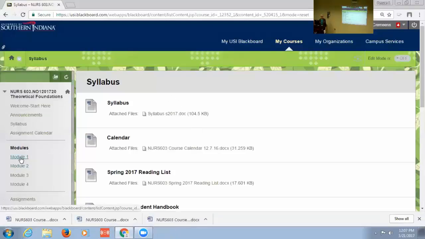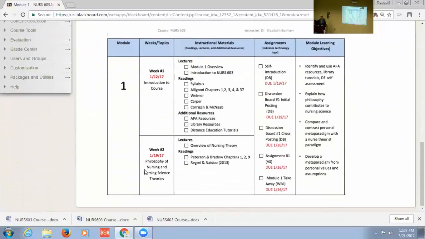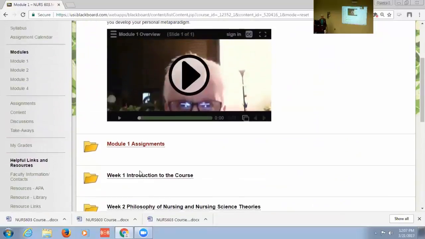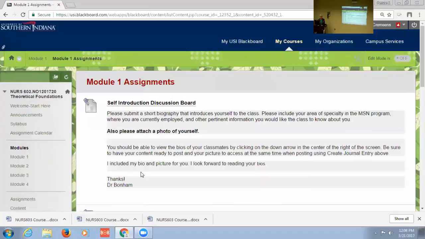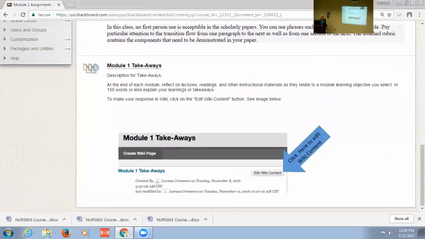In each module, in Module 1 assignments, because the thing is too, as I was learning how to do wikis, so were they. One of the things I learned about online teaching is everything has to be laid out. There is no wiggle. Everything has to be, this is what you do, this is when you do it, this is how you do it.